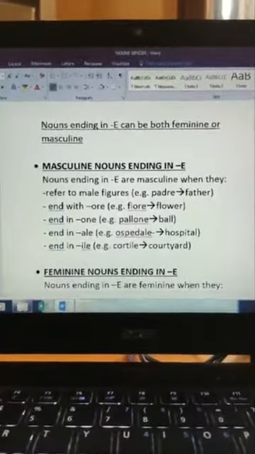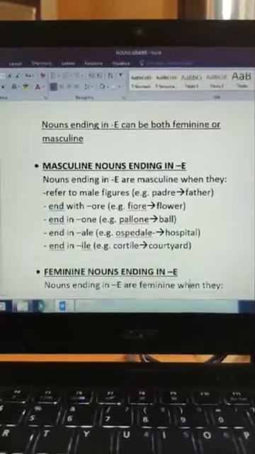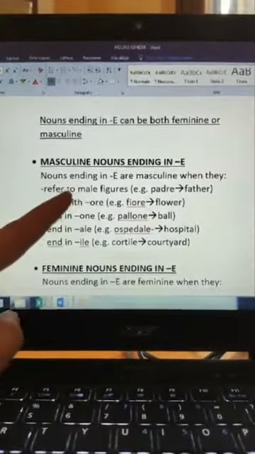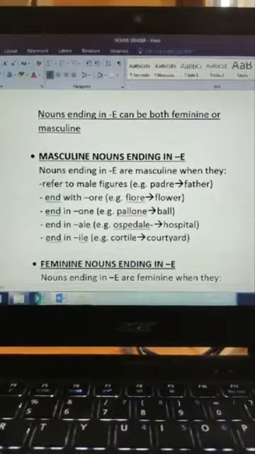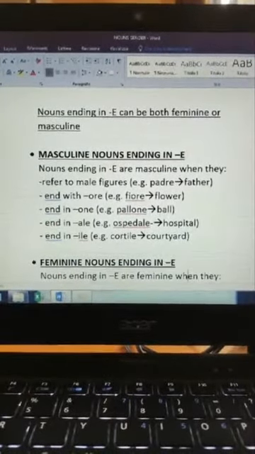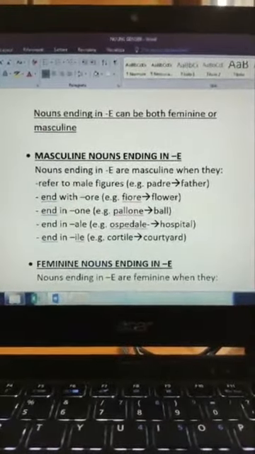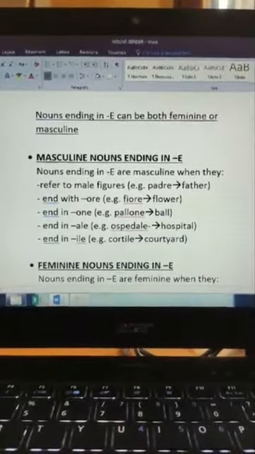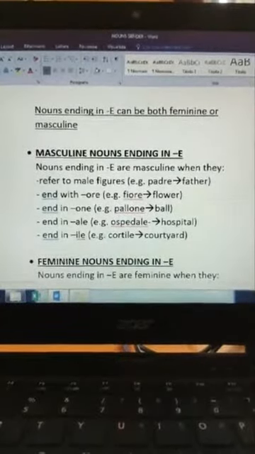So, how to know if a noun that ends with the letter E is masculine? How do we know that? Well, it is a masculine noun if it refers to a male figure. So if I'm talking about my brother or my father, father in Italian is padre. It is of course a masculine noun because we are talking about a man, a boy. Brother instead is fratello.